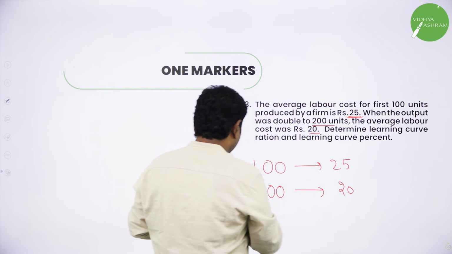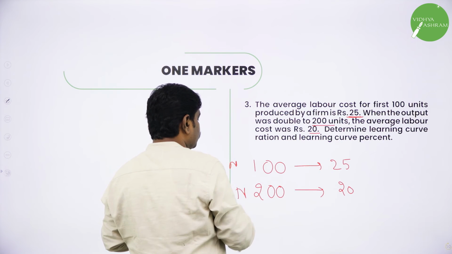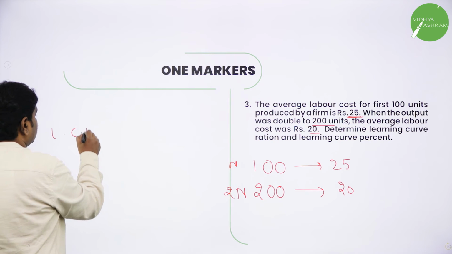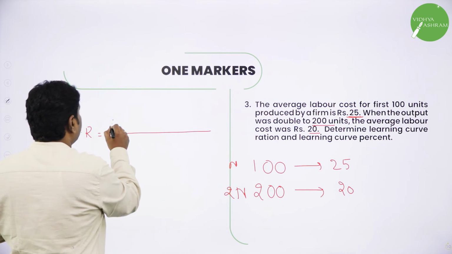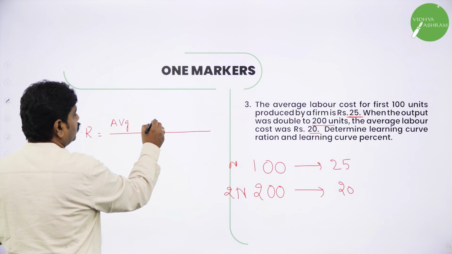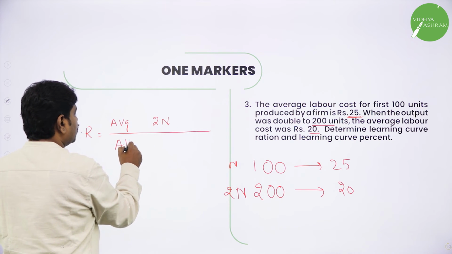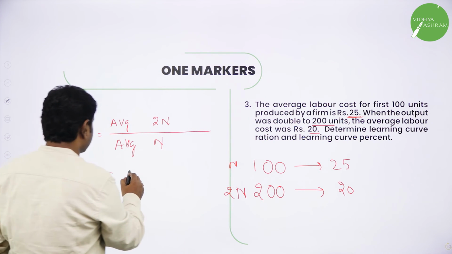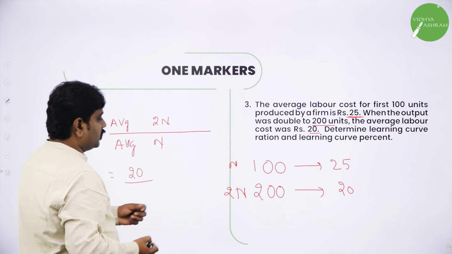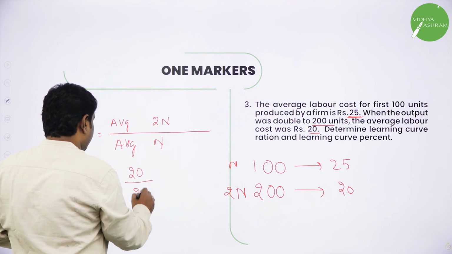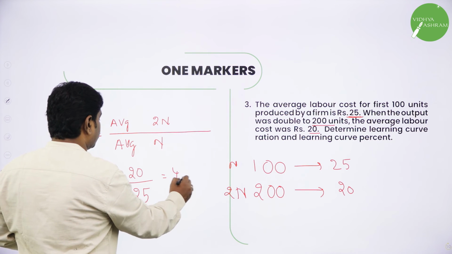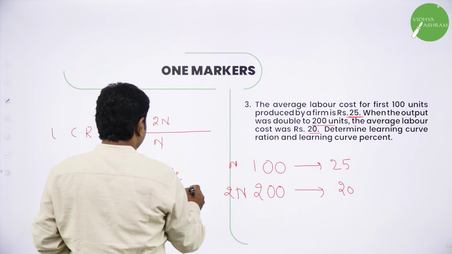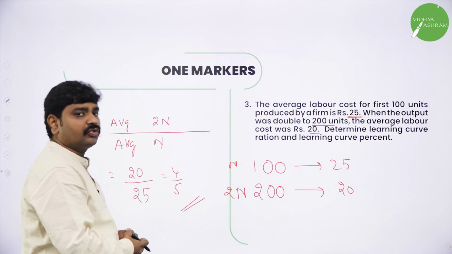See, this is 2n units produced, this is n units produced, and all of you know the learning curve ratio. What is the learning curve ratio? LCR is the ratio of the average labor cost of 2n units to the average labor cost of the first n units. 2n units means 200 units. 200 units cost is 20, and 100 units cost is 25. 20 by 25, if you divide, 5 4s are 20, 5 5s are 25, so 4:5. They want a ratio, so leave it as 4:5.